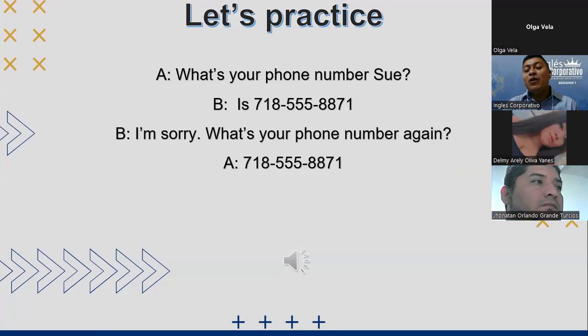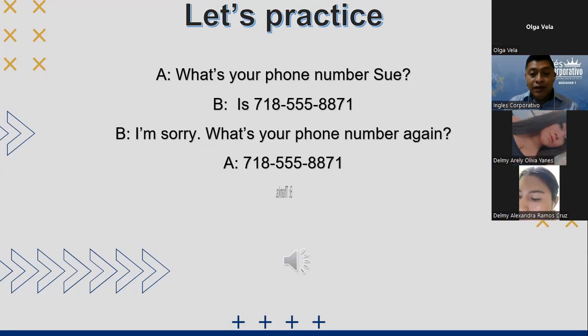La frase significa, lo siento, ¿cuál es tu número de teléfono otra vez? Esta frase la utilizamos cuando no entendemos bien, ¿verdad? Cuando usted dice, dijo 718 y los demás números, entonces usted dice, I'm sorry, what's your phone number again? Y pedimos que nos repitan el número. La otra persona le repite el número.